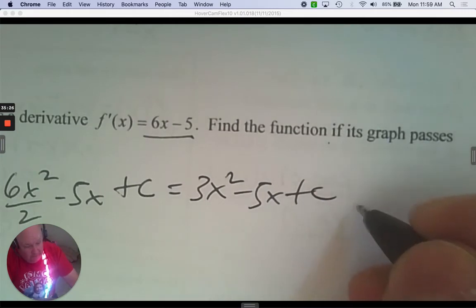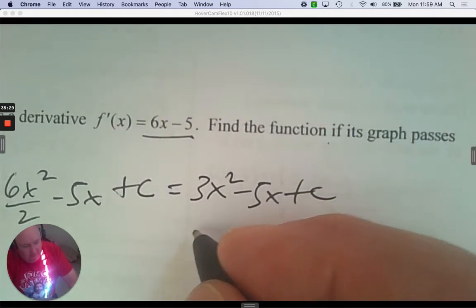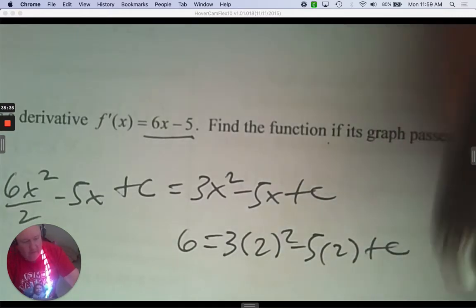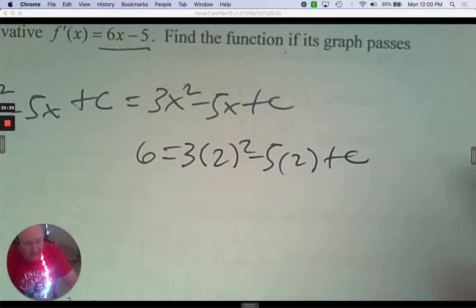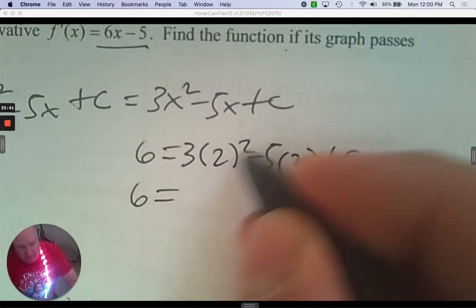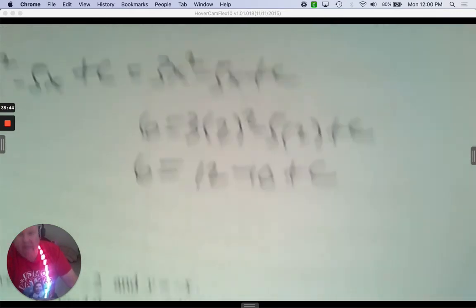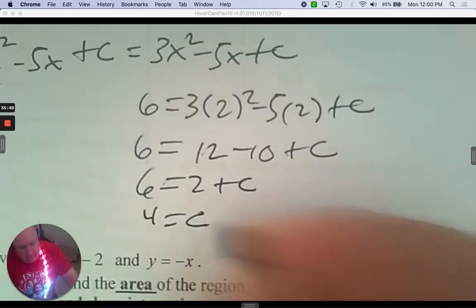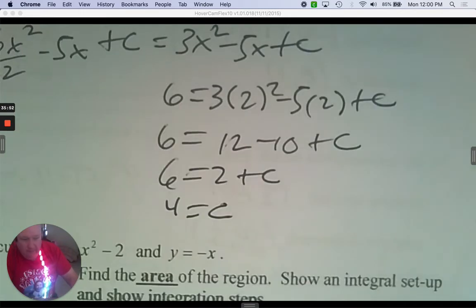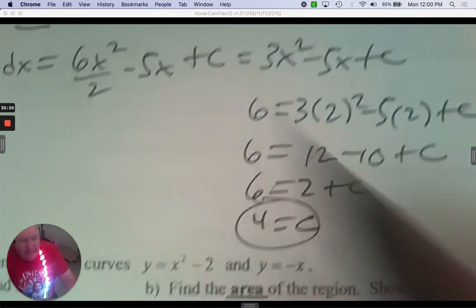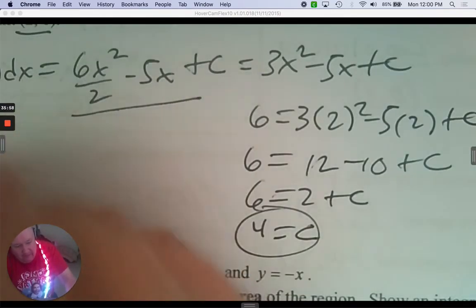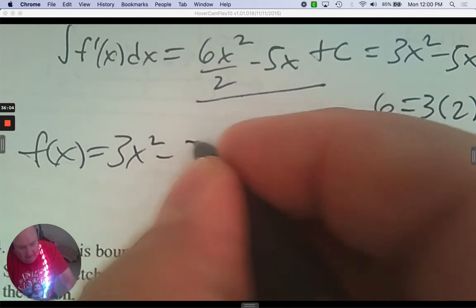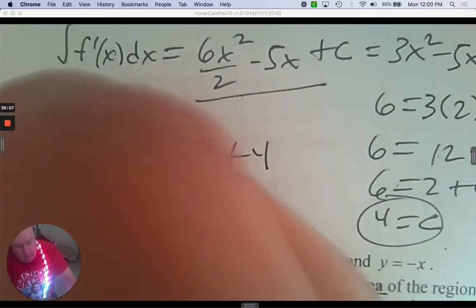It gives you that it equals 6 when the x value is 2. So make it equal to 6 and plug in 2 for the x coordinate, and now solve for c. So that's 4 times 3. And just keep working and solving the question. Subtract 2, and you get c is equal to 4. And now take that and put it back into this. So my question was find f at x. So f at x is 3x squared, subtract 5x, and we found c. So it's 4. Done.